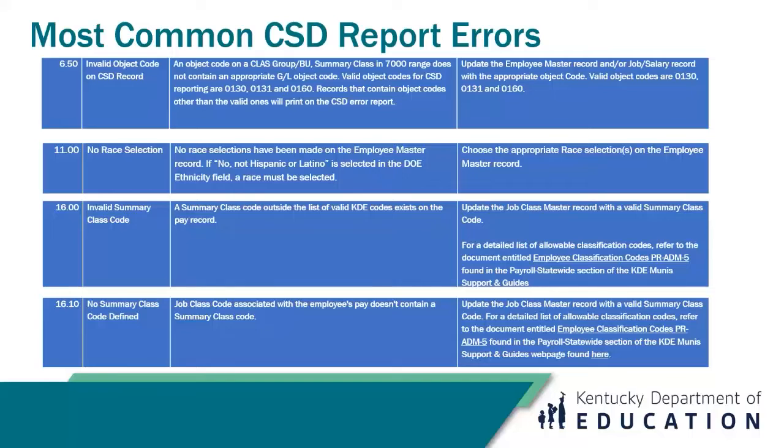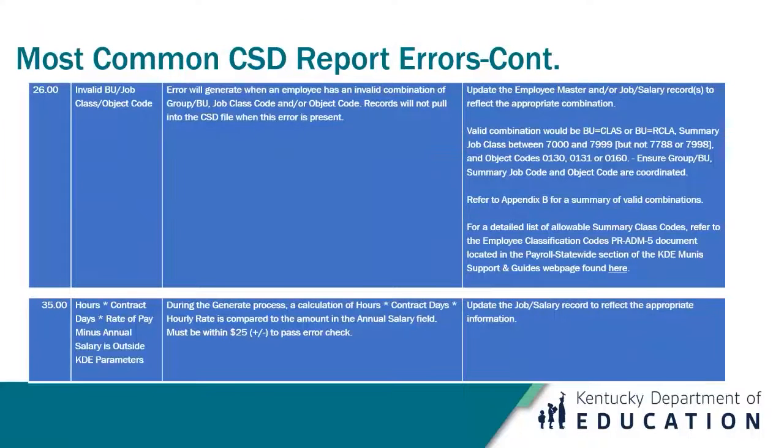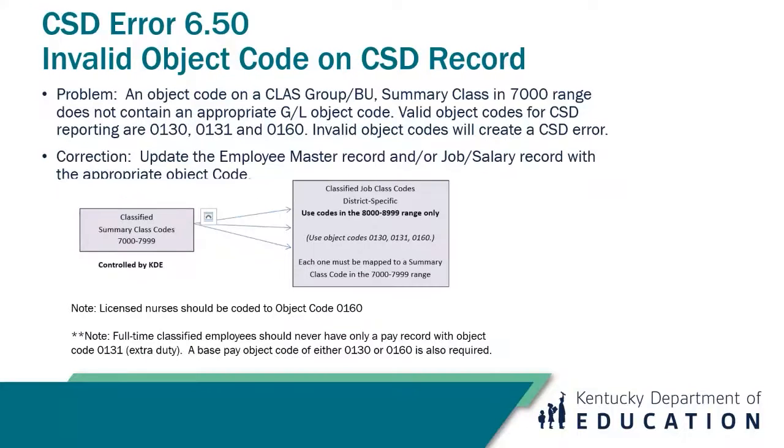And so this is just a grid. We're going to talk about these individually, the most common CSD report errors that we typically see with the district. It's good to pull these slides off and keep them handy. Of course, the guide is a good thing to pull off and keep handy. It has the error report codes listed and what you can do to correct them. But these are just the most common, and we're going to talk about these individually a little bit.